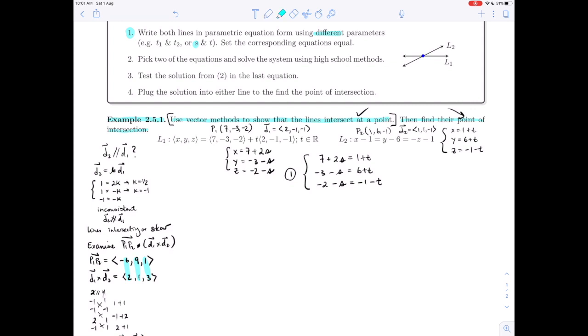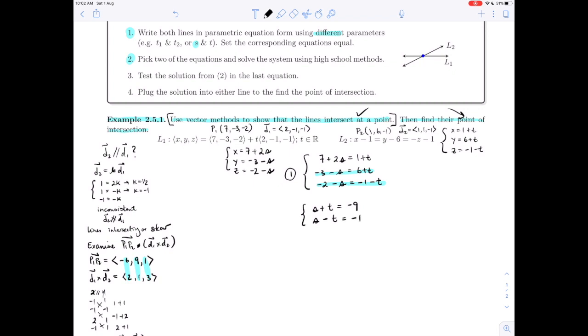Now the second step says pick 2 of the equations and solve them using high school methods. It doesn't matter which 2 I pick, so I'm going to take the second 2, and I'm going to solve them as I would solve a system of equations in high school. So I'm going to bring all of the constants to one side, all of the variables to the other. So the first equation becomes s plus t is equal to minus 9, and then I will get s minus t is equal to minus 1.